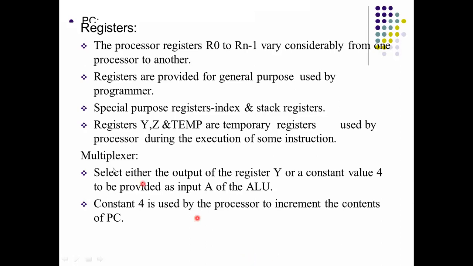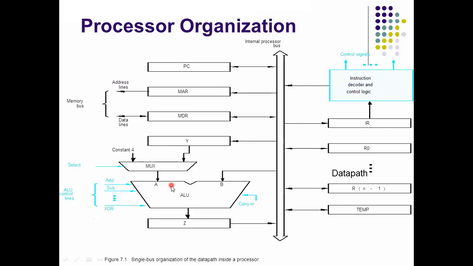Next, the multiplexer. A multiplexer is a selector. It selects either the output of register Y or a constant value 4 to be provided as input A of the ALU. What is the meaning of this point? See the diagram. For this multiplexer, what are the inputs? Two inputs, either Y or constant 4. Out of these two inputs, any one is given as the output of the multiplexer, and that output is given to A as input to the ALU.